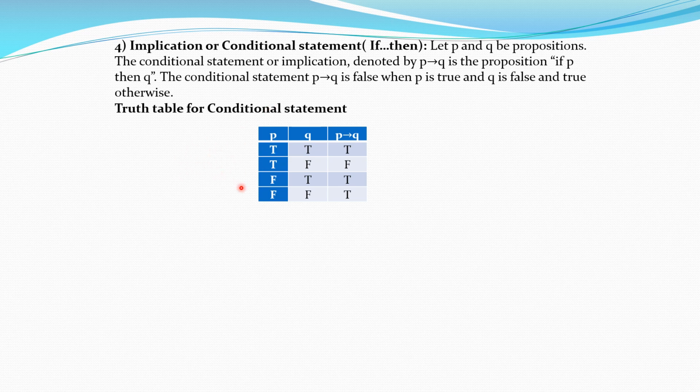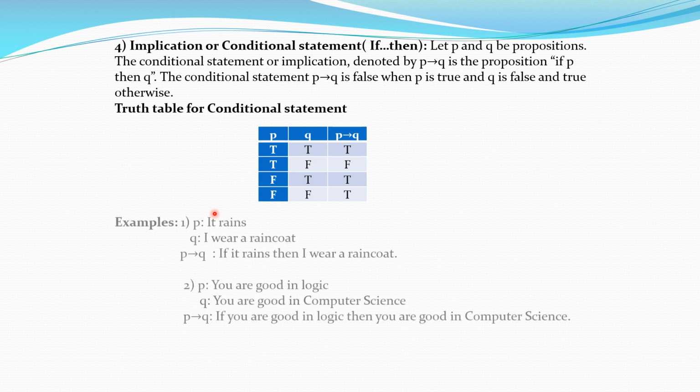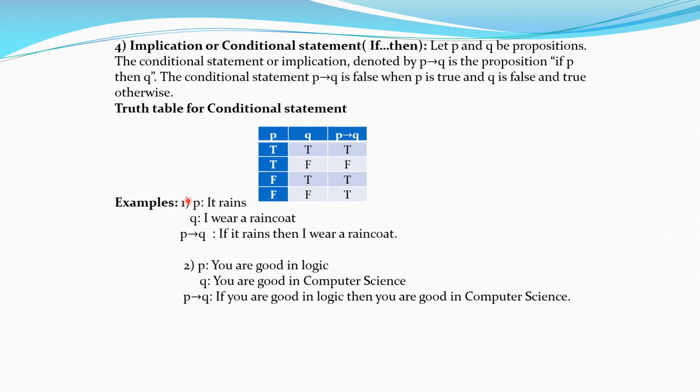Now see this table. Here again there are 4 rows because there are 2 variables P, Q. Now whenever P is true and Q is false, then in that case only P implication Q is false. In other cases it is true.